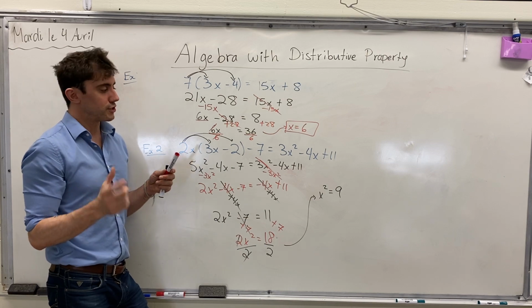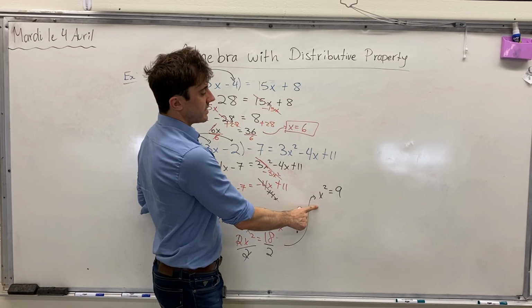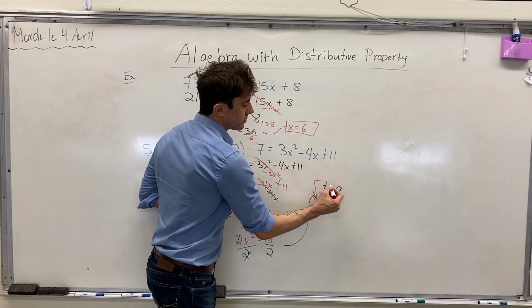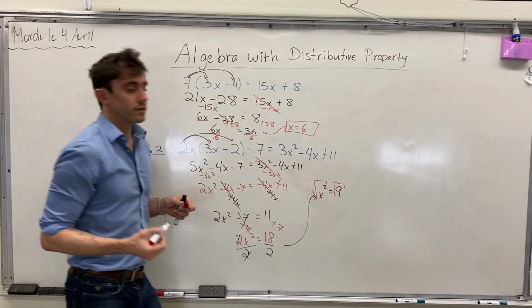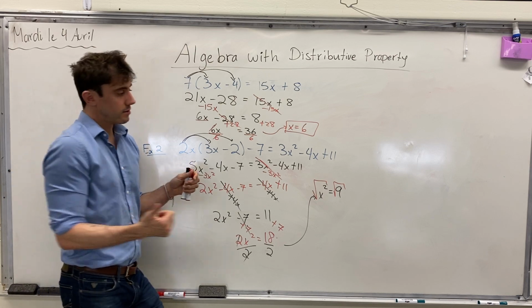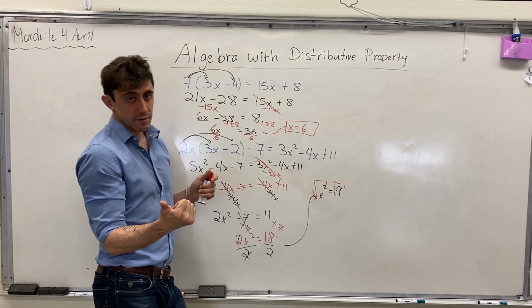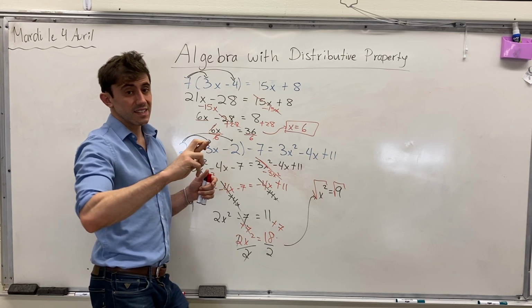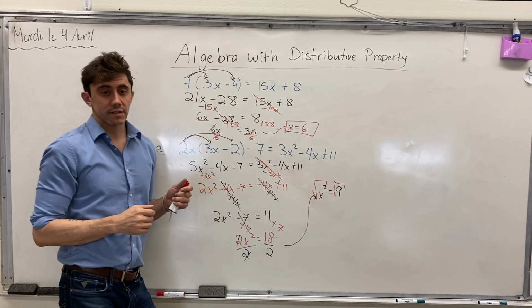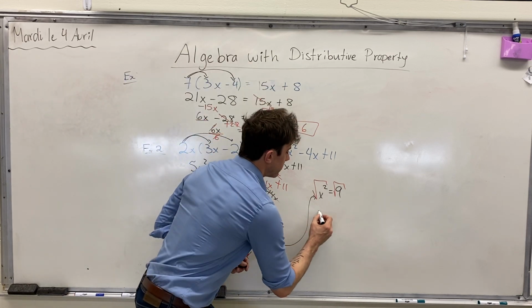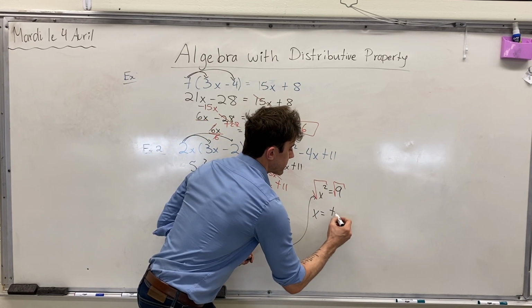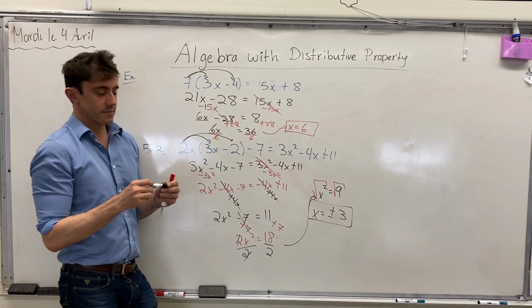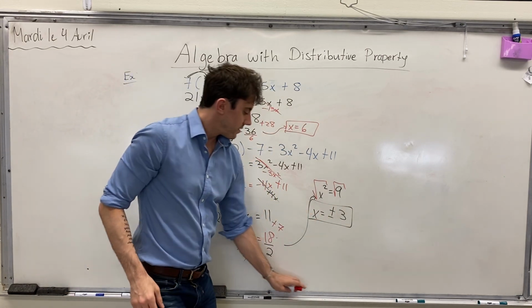We'd like to have a solution just for x. And so we think, what's the inverse of squaring x? That's the square root. And so we take the square root for both sides. And remember, the square root of 9 can be positive 3, or it can be negative 3, since two negatives multiplied together still create a positive product. And so for our solution, we'll have x is equal to positive or negative 3. Okay?